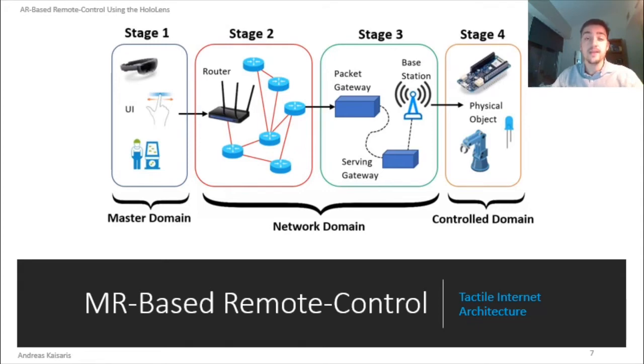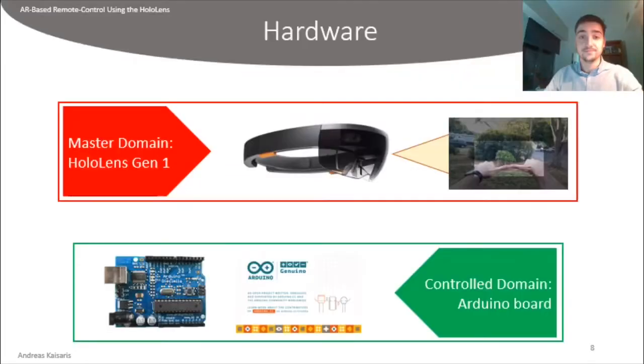This is the domain where the features of the 5G network and the tactile internet shine. The control domain is a physical object that the operator wants to control using specific command signals from the master domain. More information on the actual project structure and architecture will be discussed later. The hardware side of this project is contained inside the master and control domain.